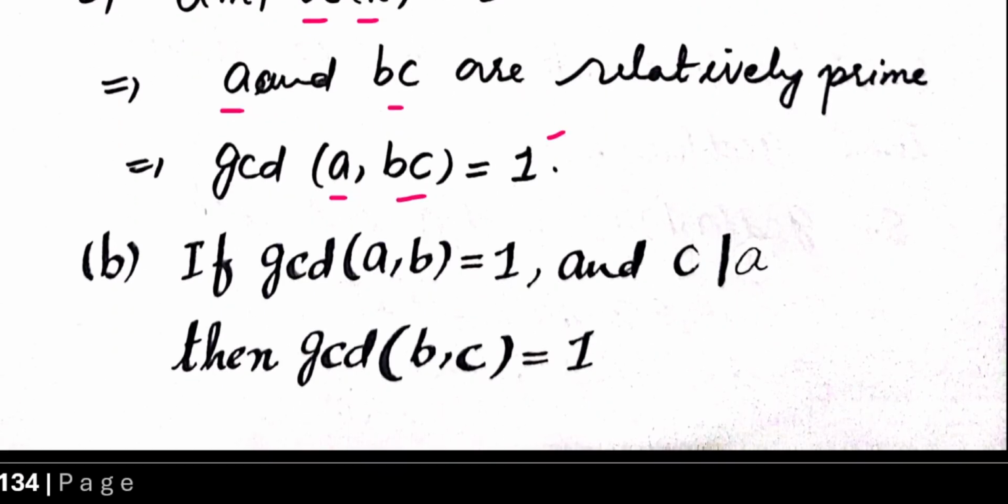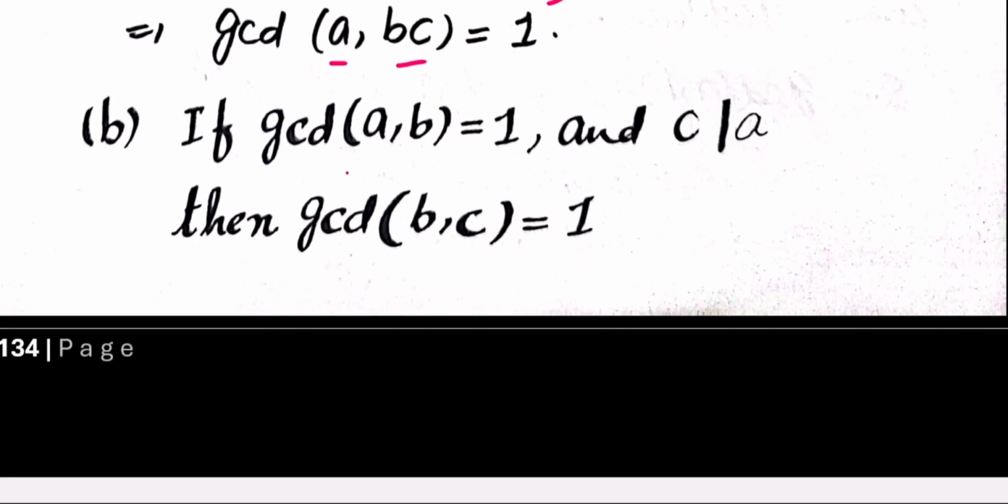Second part. In the second part, we have to show, given that GCD of A and B is equal to 1, that is again A and B are relatively prime, and C divides A, then GCD of B and C is equal to 1. This is a very interesting property. This property actually says if we have two numbers which are relatively prime, suppose my numbers are like 6 and 5.